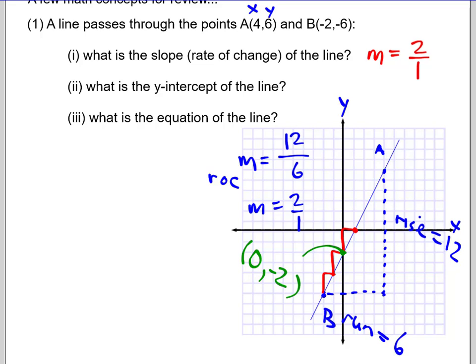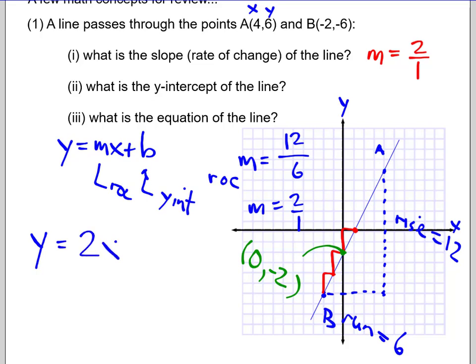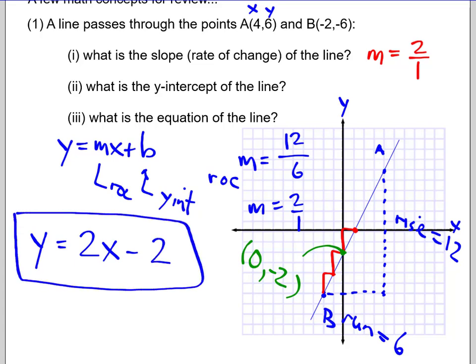And then lastly, what is the equation of the line? Usually we work with equations in the form y equals mx plus b. And a quick refresher, m is your rate of change, b is your y-intercept. So if we can find those two pieces of information from the graph, we can just write our equation as y equals 2x minus 2. And that would be the equation that describes this linear relationship.